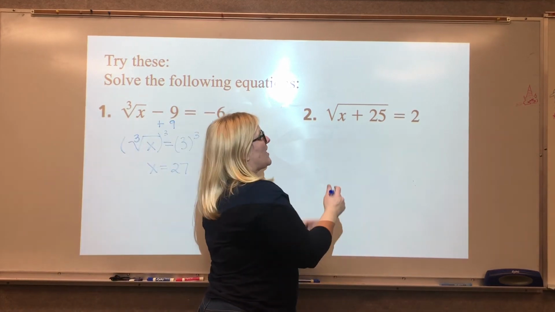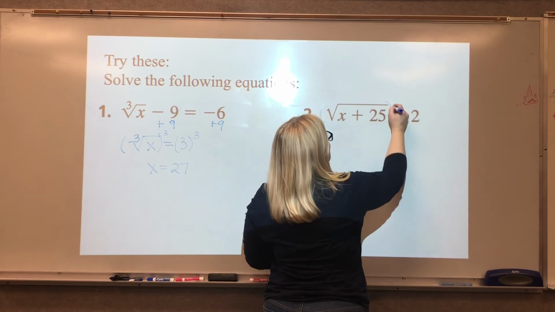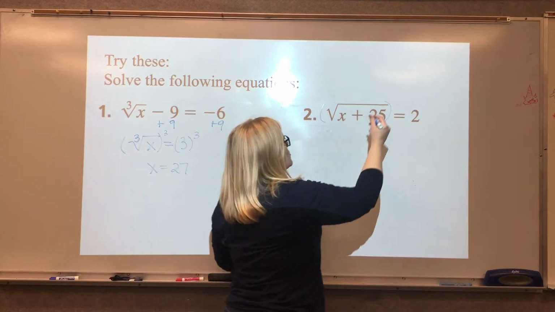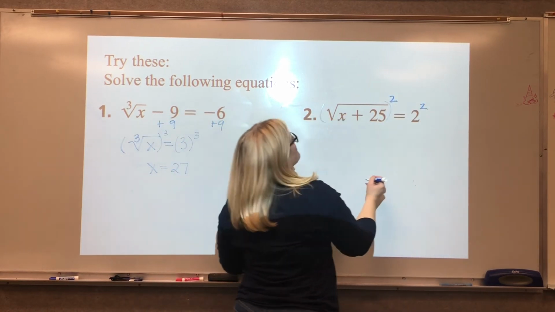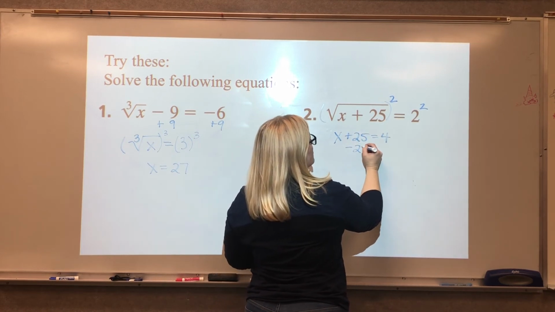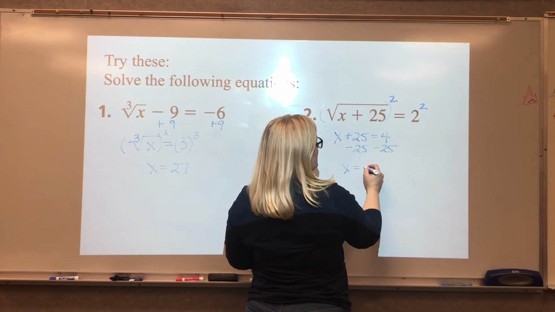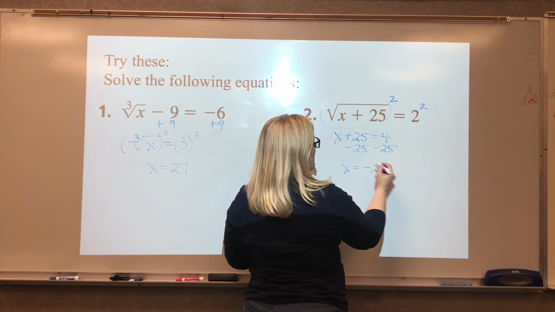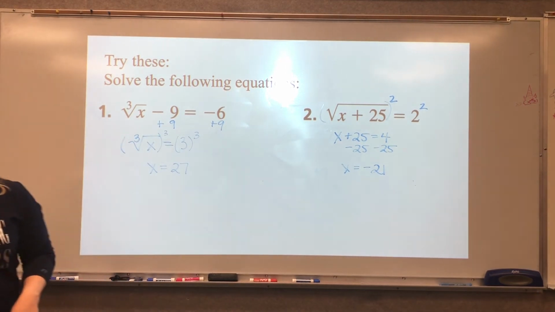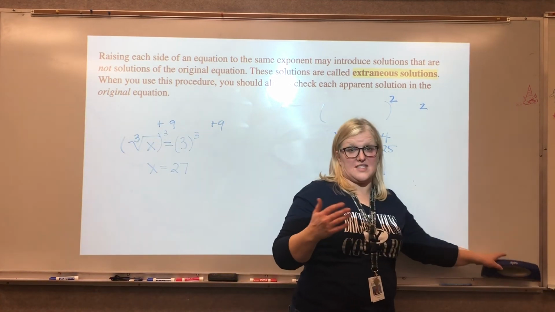Over here, the radical is already by itself, so I just need to get a new marker. Square both sides, and I get x plus 25 equals 4. Subtract 25 from both sides, and I get x equals negative 21. Hopefully that is what you guys got there. So far, I hope you think that they're pretty easy.